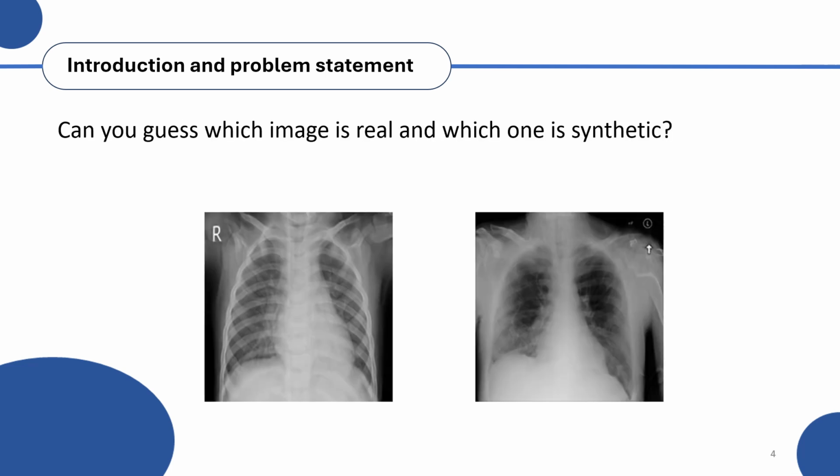Before continuing, I will show you two images. Can you guess which one is real and which one is synthetic? In reality, both images were generated by a model called StyleGAN3.